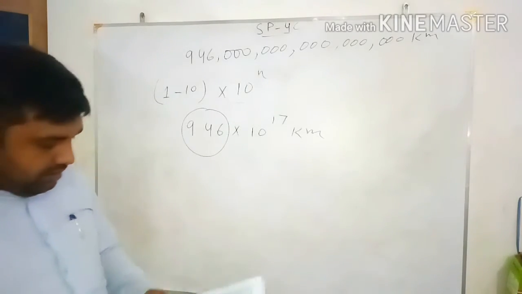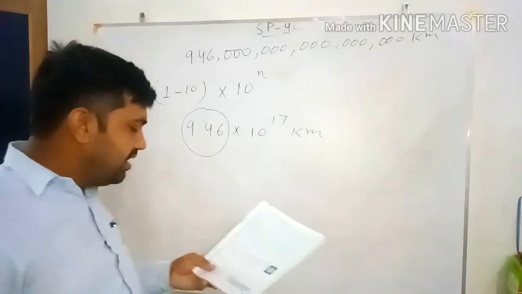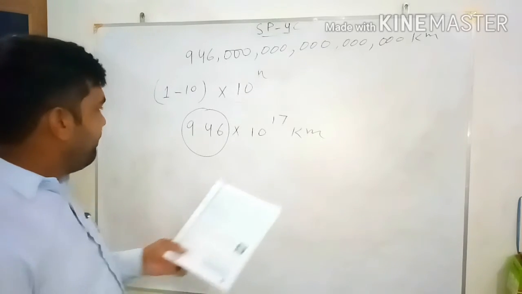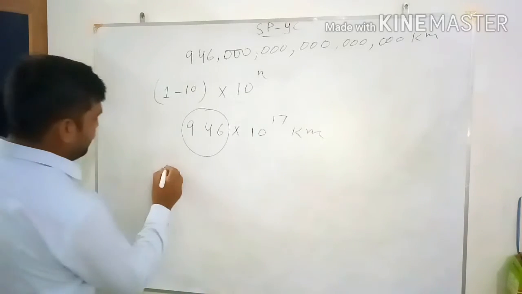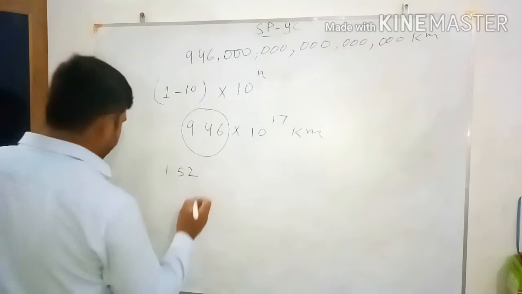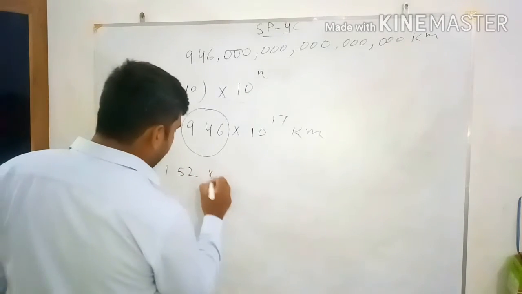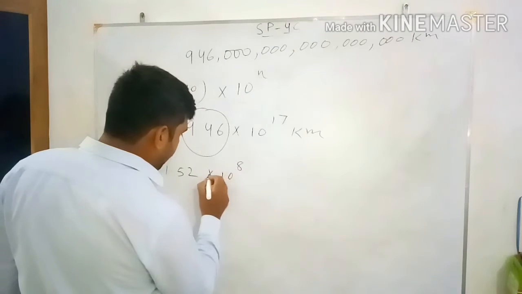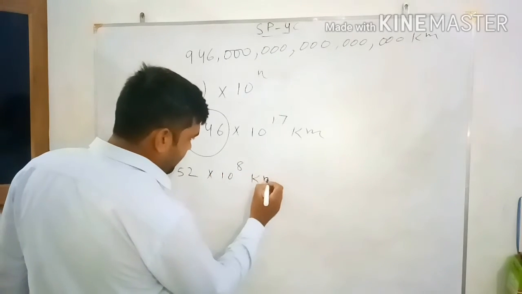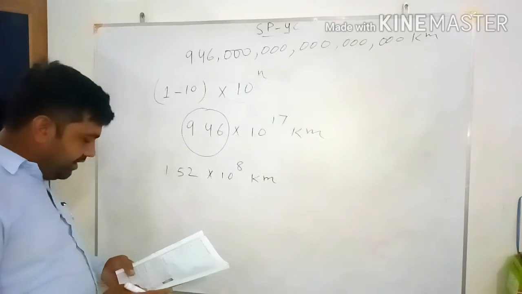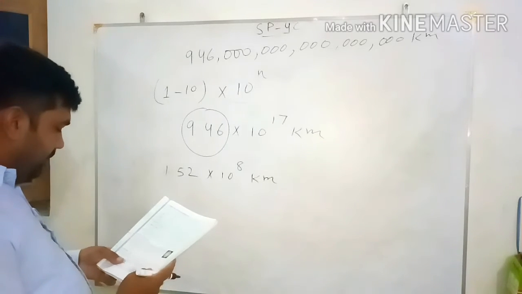Next is standard form. The Earth's maximum distance from the Sun is about 1.52 into 10 to the power 8 kilometer. Now any number in the scientific notation can be written in the standard form.